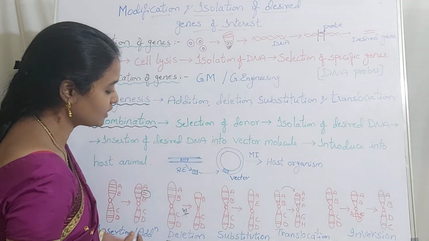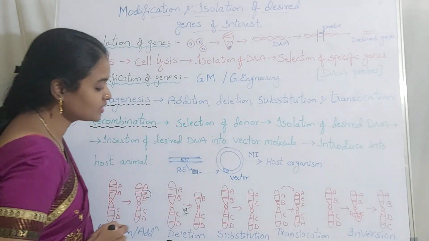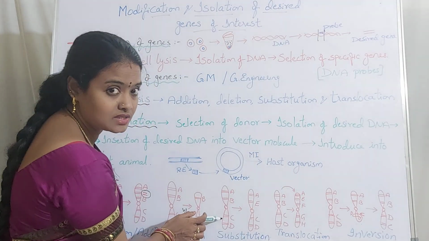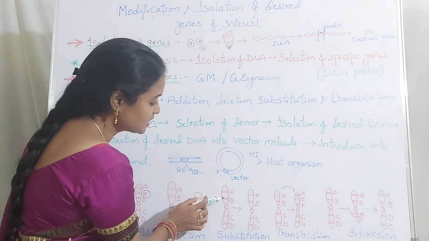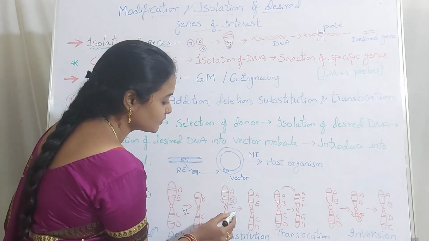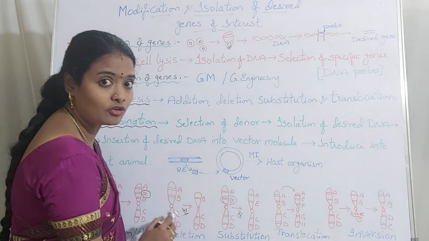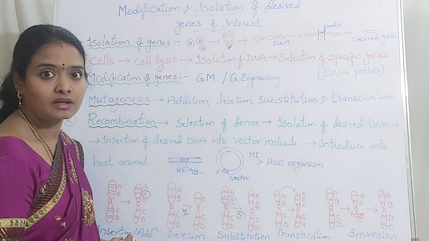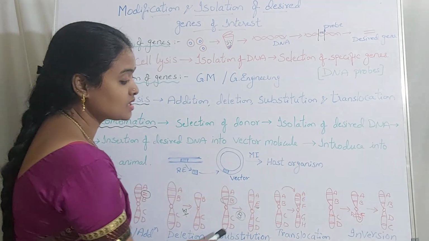Then the next one is substitution. So in case of substitution, again you can see A, B, C, D. How is it modified? Instead of the B region, you have replaced it with E. Right? So here this is base substitution.